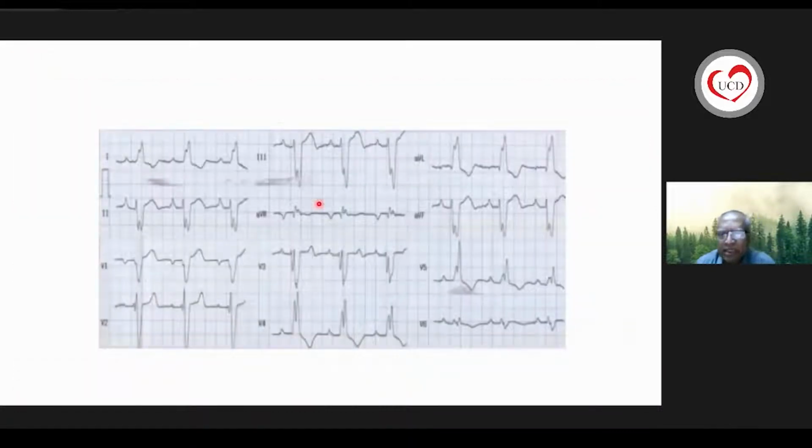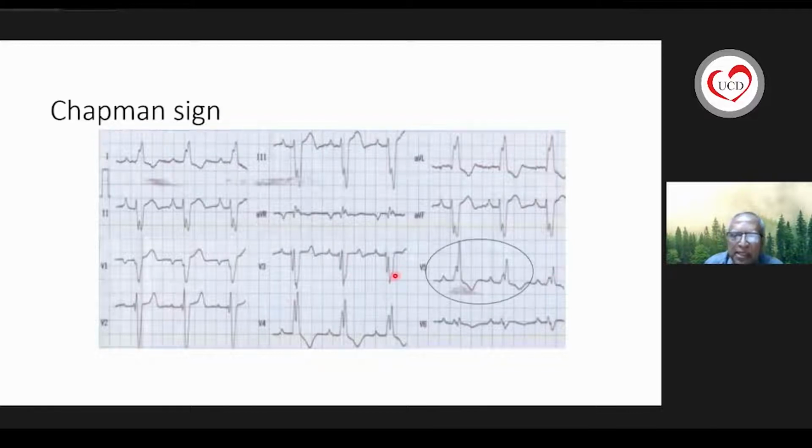And it's important in late presentation, in some of these patients, the old infarct can be picked up by looking at the notching in the lateral leads or mid precordial leads. If there's a lot of fractionation and notching, that should make you suspect there is an old septal scar in those patients.